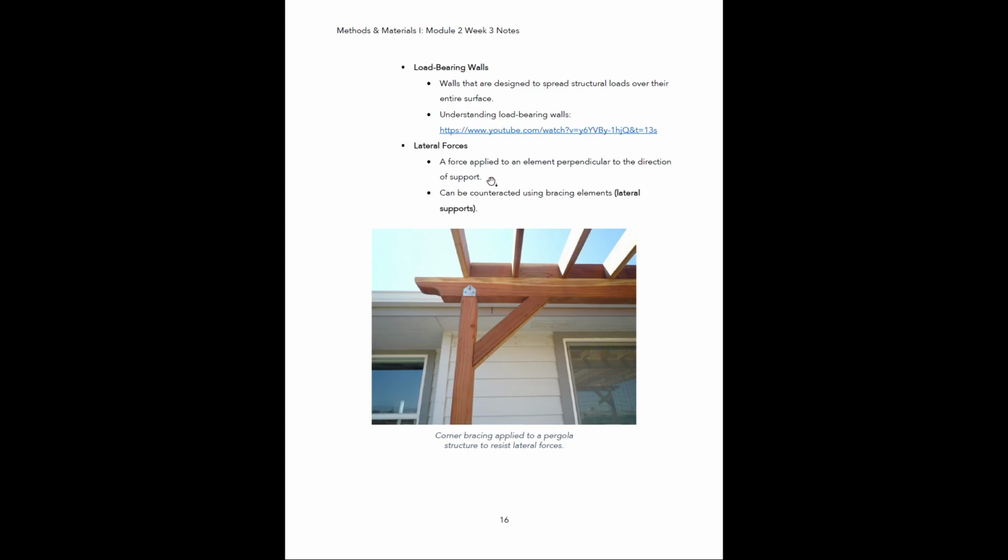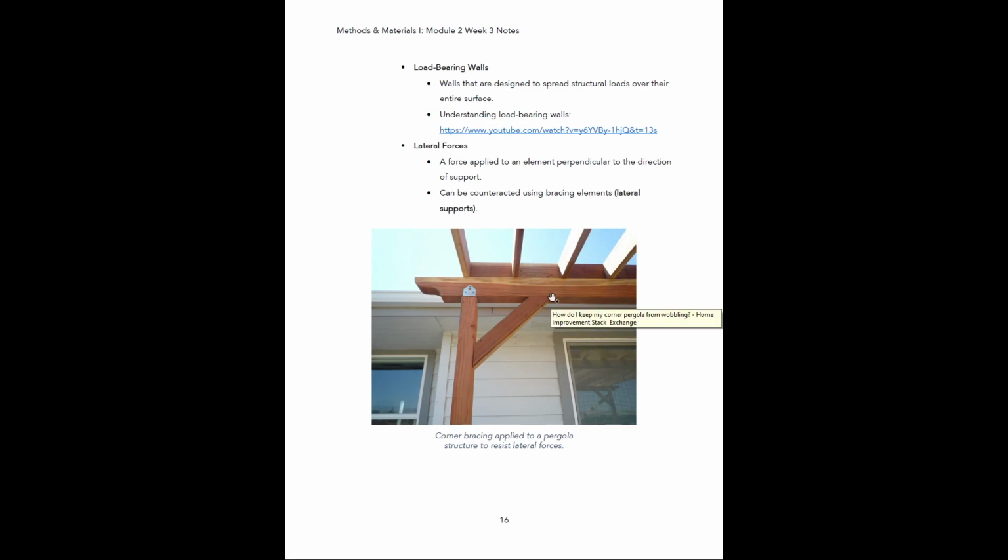Lateral forces. A lateral force is applied to an element in a perpendicular direction, or a direction that's perpendicular to that of support. And to counteract these lateral forces, you can use bracing elements. These are known as lateral supports. If you look at this pergola picture right here, this diagonal member going across, connecting the vertical member and the horizontal member, is a corner brace, and the whole purpose of that is to provide some additional support against these lateral forces.